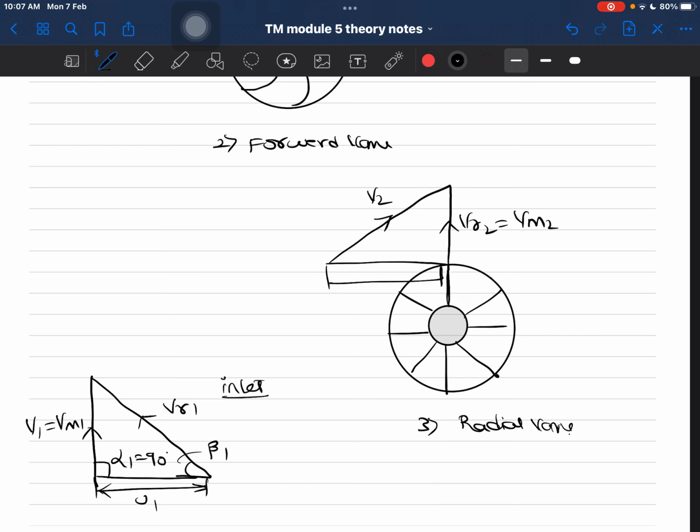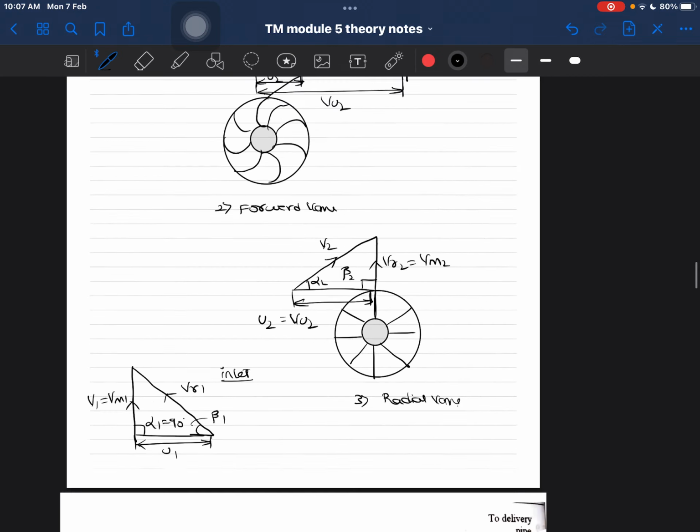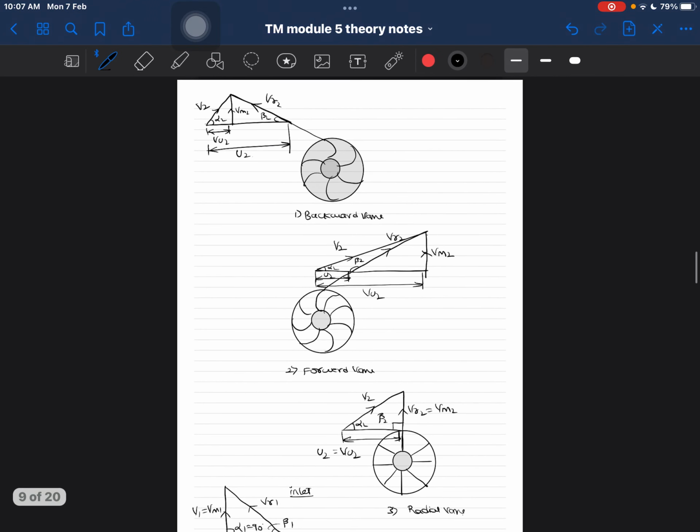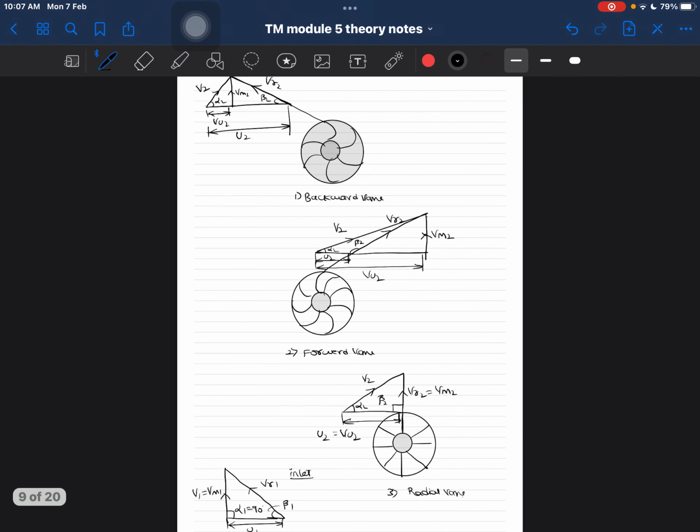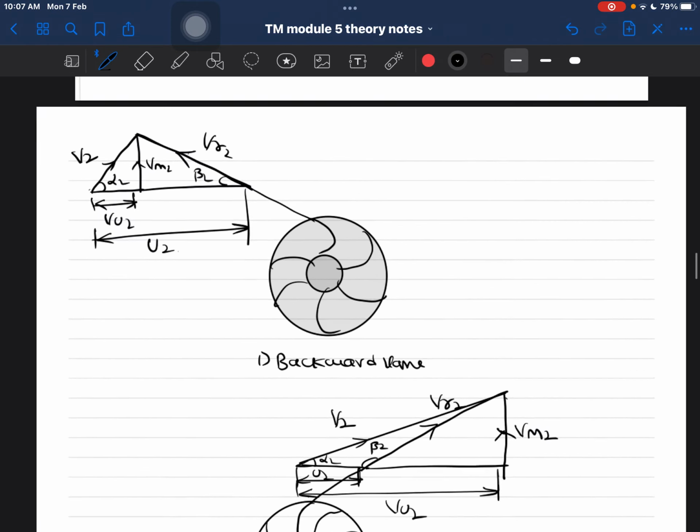And here you have to observe that U2 would be equal to VU2. This is alpha 2 and radial outlet, therefore beta 2 is 90 degree. So in order to solve the problems on the centrifugal pump, these three velocity triangles are very much important.